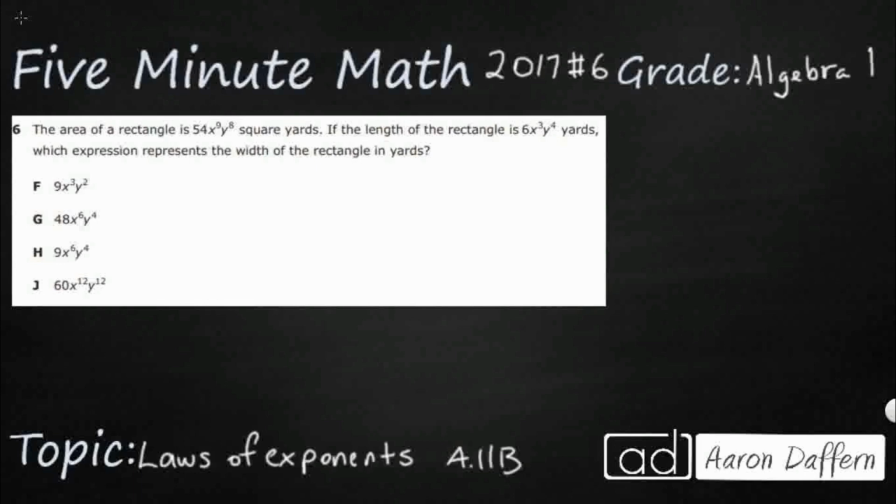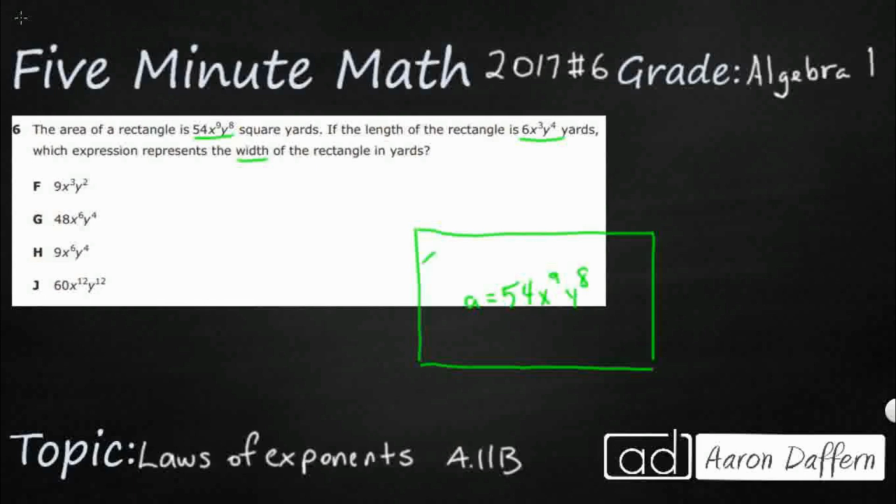So we have the area of a rectangle. We've got that as 54x^9y^8, and we have a length, this other one. We need to look for the width. Let's visualize what we're dealing with here. So here's our rectangle, okay? My area equals 54x^9y^8.